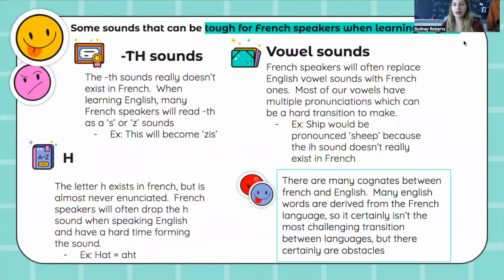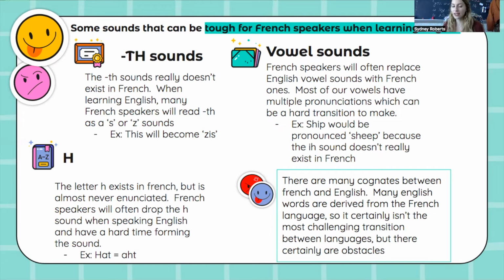And then these are some sounds that can be very tough for French speakers when they're learning English. So the th sound, like I said, doesn't really exist in French. So when learning English, many French speakers will read the th as an s or a z sound. So instead of saying this, we'll hear zis, that's how a lot of people mimic the French accent, by putting a z instead of any th sounds, because it can be very challenging.